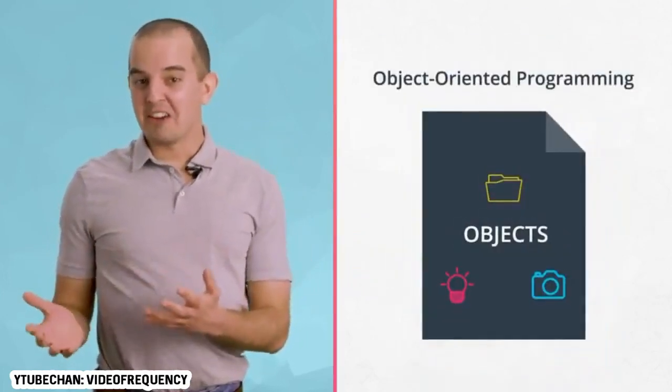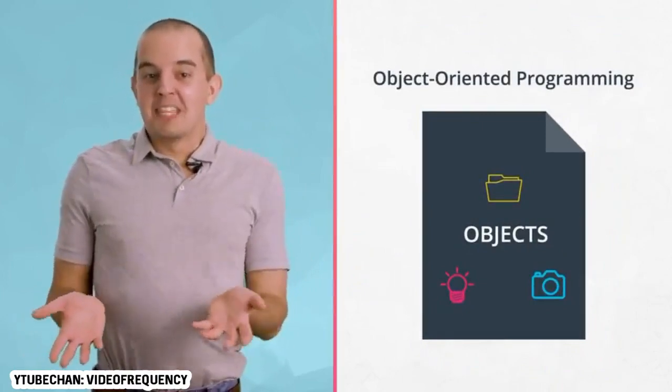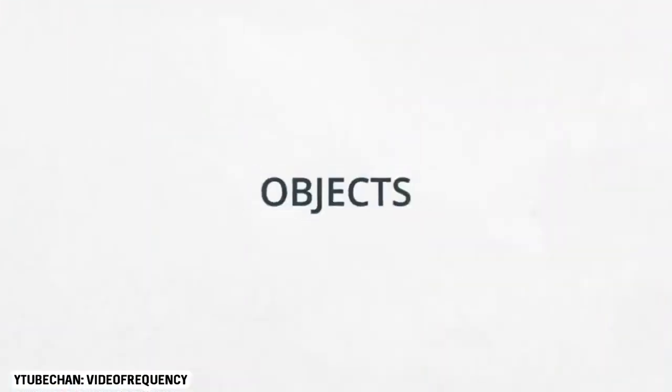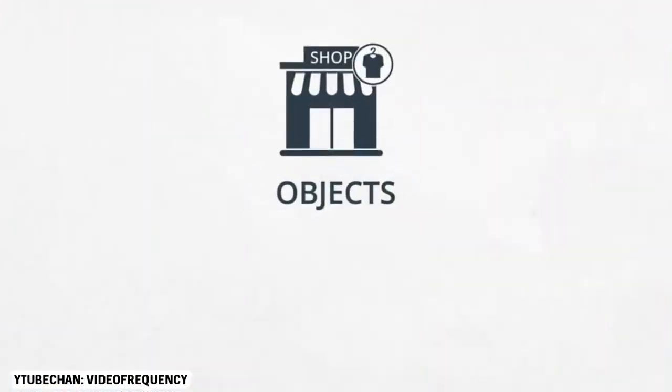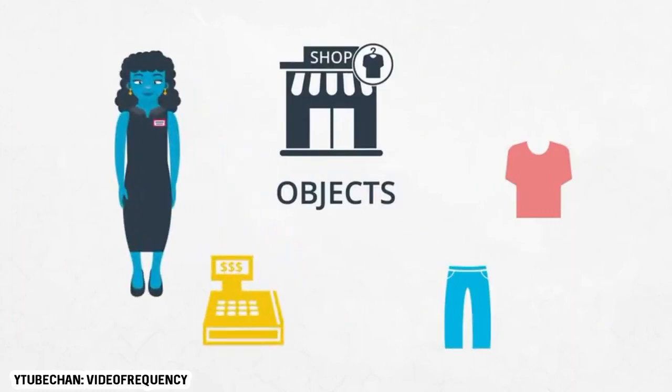Object-oriented programs, on the other hand, are built around, well, objects. You can think about objects as things that exist in the real world. Like, if you were going to build a clothing store, the store itself would be an object. The items in the store, like shirts and jeans, would also be objects. The cash register would be an object, and even a salesperson would be an object. An object-oriented program would focus on the individual characteristics of each object and what each object can do.